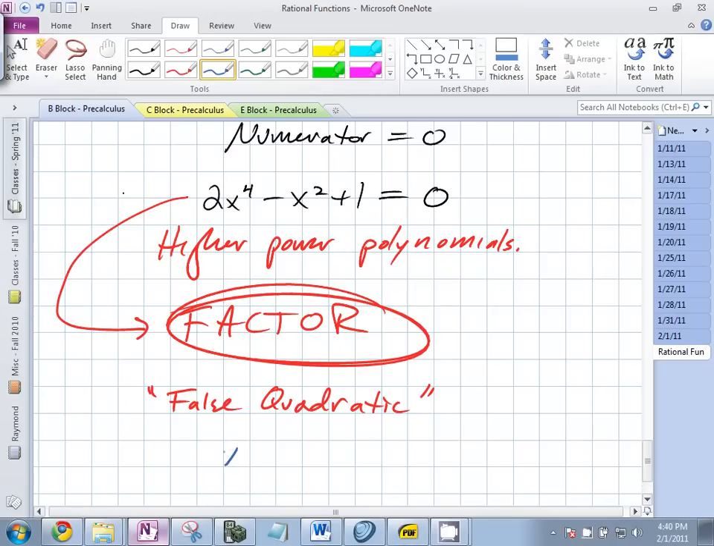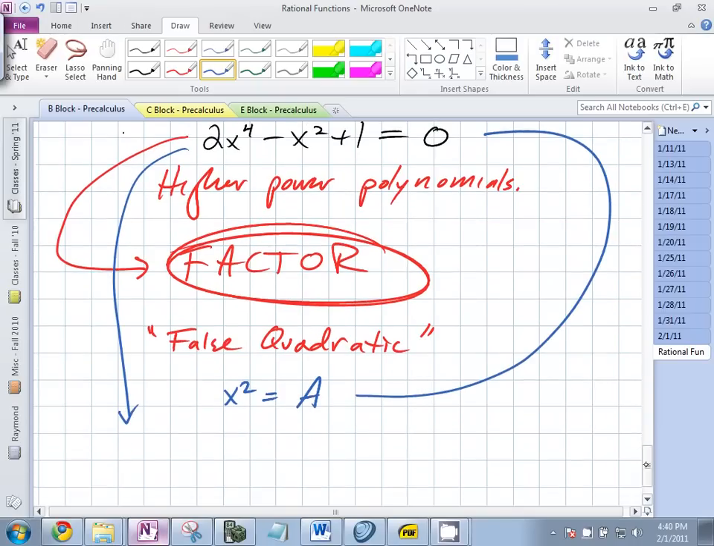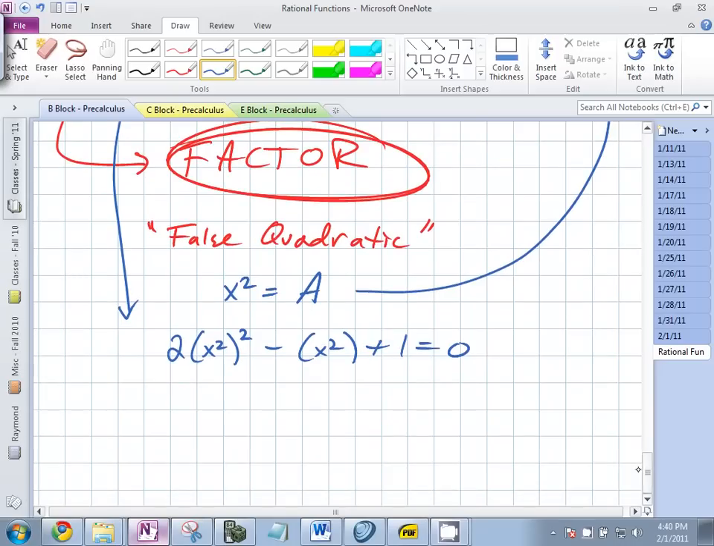We're going to make x squared equal a. Could be any letter you want. If we then substitute into here, we end up with, well, you can first write it as 2x squared minus x squared plus 1 is equal to 0. Now, if x squared is equal to a, this becomes 2a squared minus a plus 1 equals 0. We're now dealing with a quadratic.